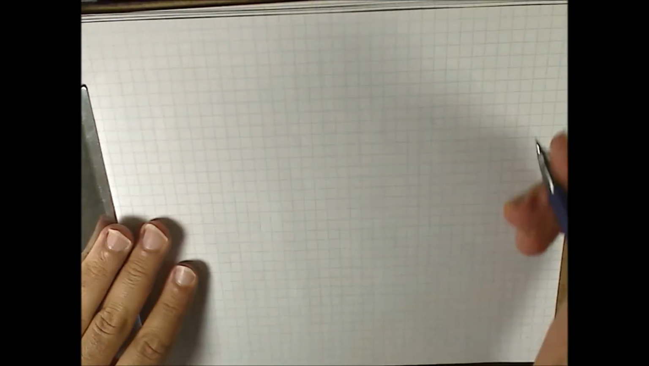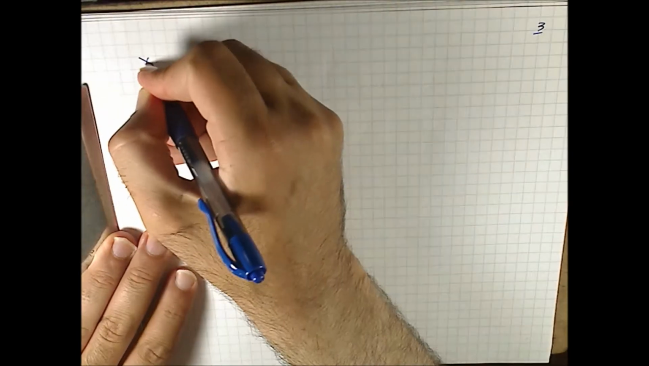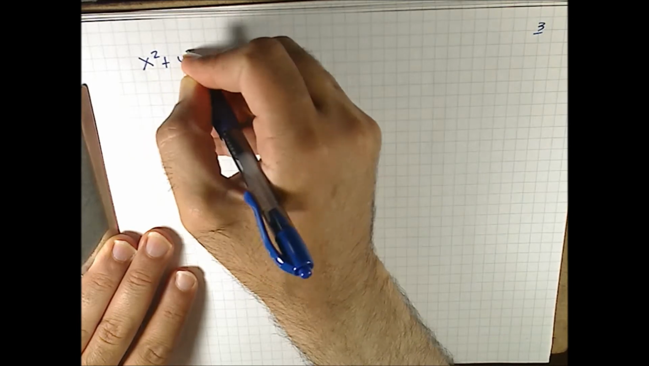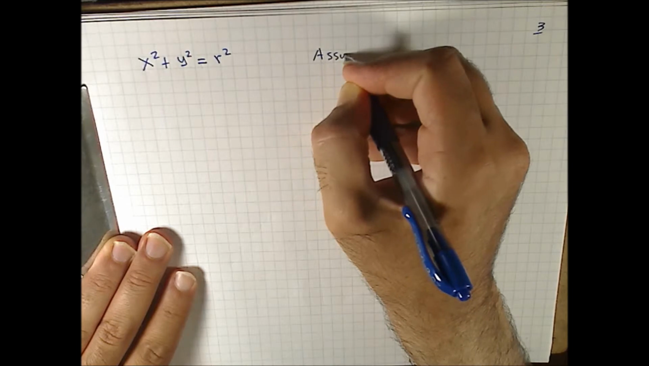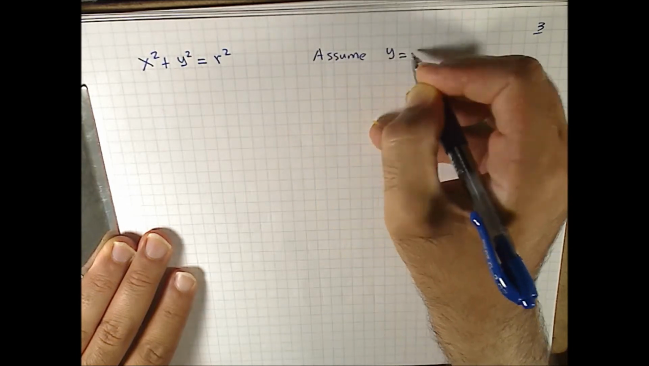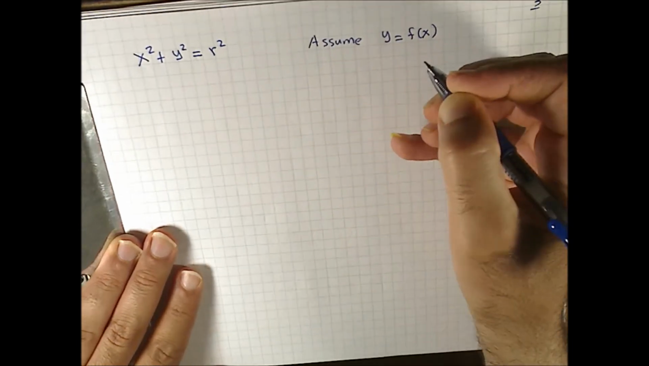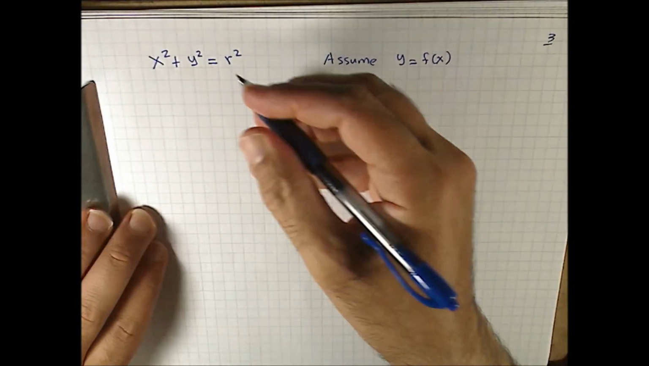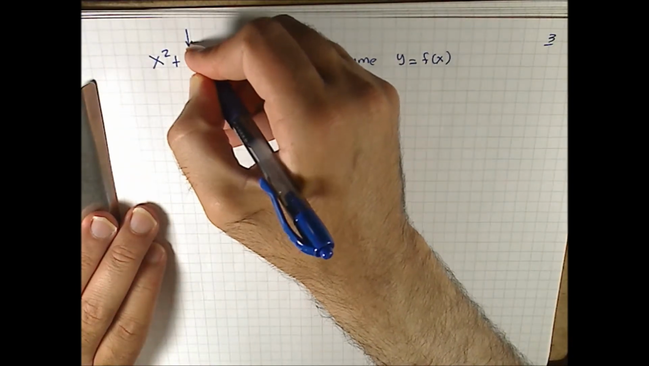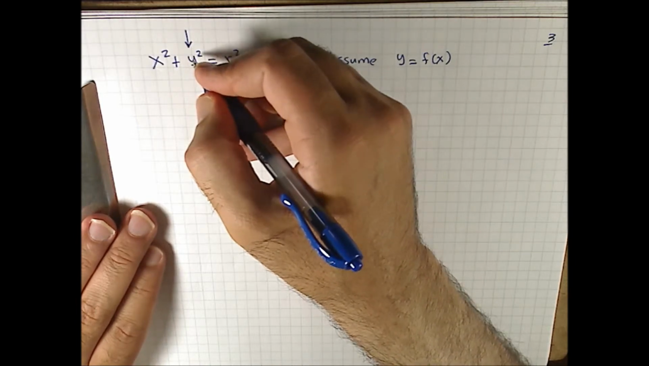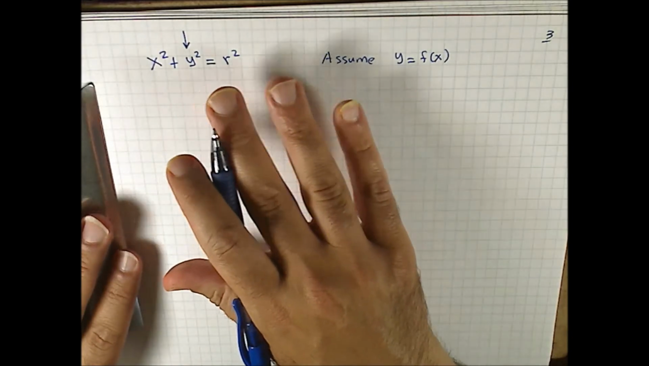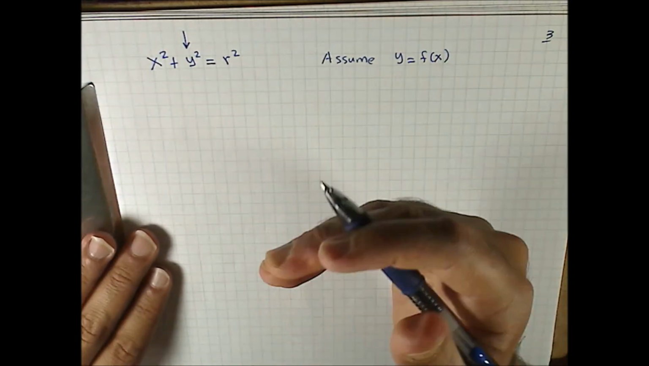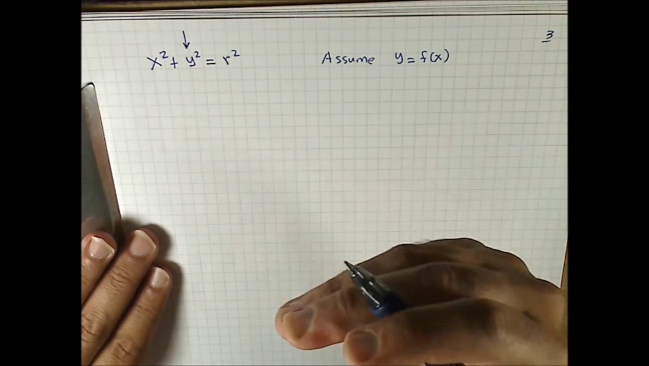Okay, so to do implicit differentiation, we're going to write this as x squared plus y squared is equal to r squared. And we assume that y as a function of x exists. So what you want to do is put an arrow where you see a y. This will count the number of dy/dx's that come out after you differentiate. This is just a basic rule so you don't forget to multiply by dy/dx. But you should always know why you're multiplying by dy/dx, and it's really because of the chain rule.